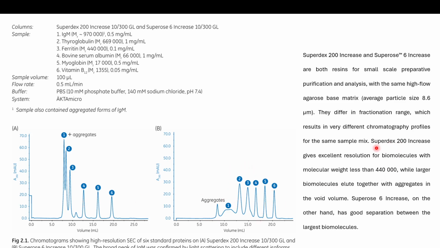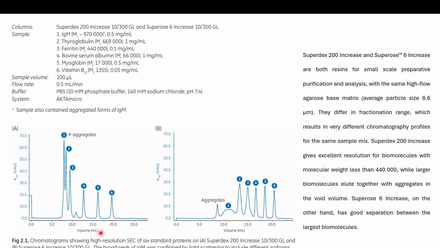So why? Because Superdex 200 increase gives excellent resolution for biomolecules with molecular weights less than 440 kilodalton, while larger biomolecules elute together with aggregates in the void volume. Near the void volume, these are the higher molecular weights, 1, 2, 3. 1 is 970 kilodalton, 2 is 669 kilodalton, and 3 is 440 kilodalton.